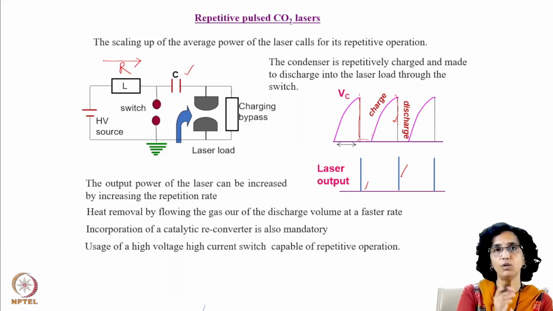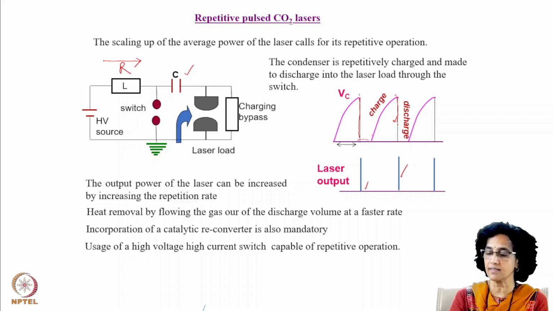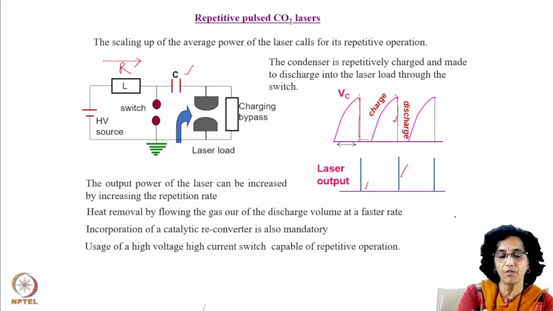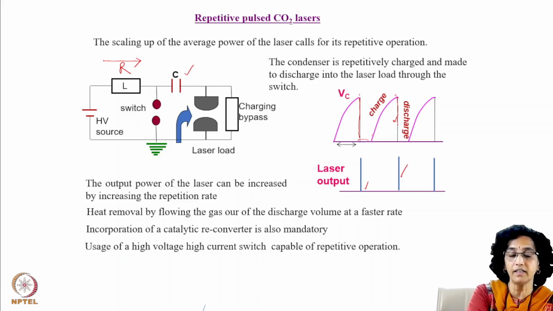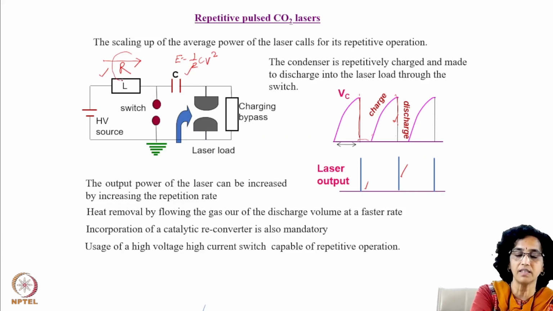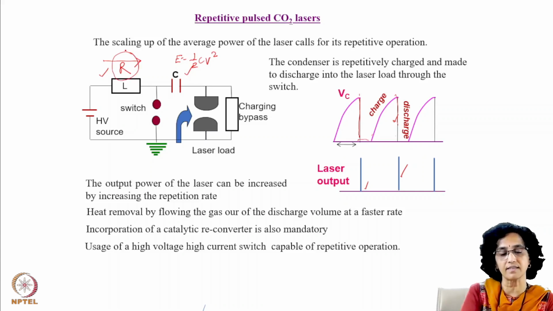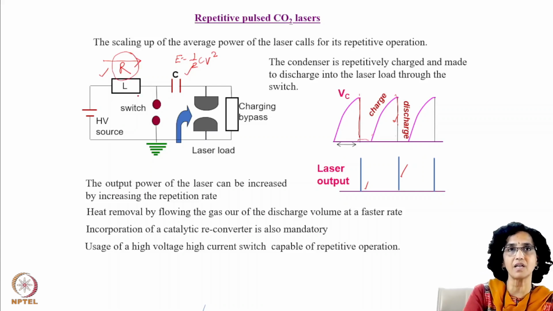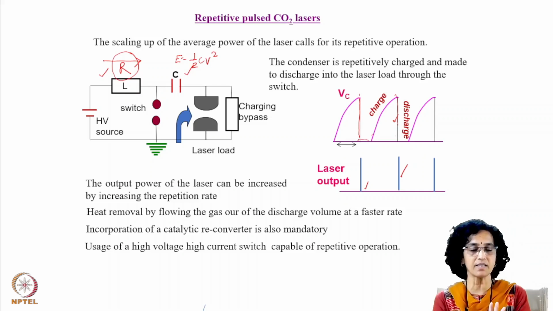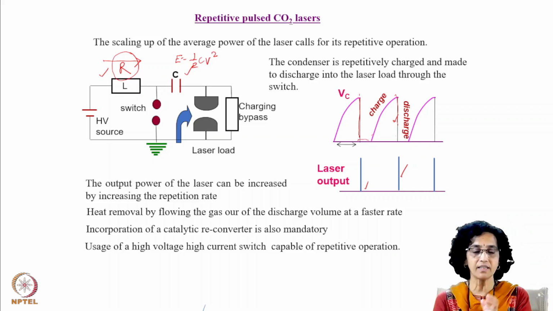And you can probably take it as an exercise: what is the energy that is lost in the resistance when the capacitor is storing an energy E of half CV square? What will be the dissipative loss in the resistance if it is used as a charging resistance? Well, I'll give you the answer. You can actually work it out.